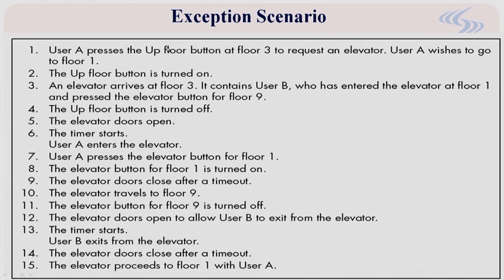User A enters the elevator. User A presses the elevator button for floor 1, and the elevator button for floor 1 is turned on. The elevator doors close after a timeout, and the elevator travels to floor 9. The elevator button for floor 9 is turned off, and the elevator doors open to allow user B to exit from the elevator. The timer starts. User B exits from the elevator. The elevator doors close after a timeout, and the elevator proceeds to floor 1 with user A.